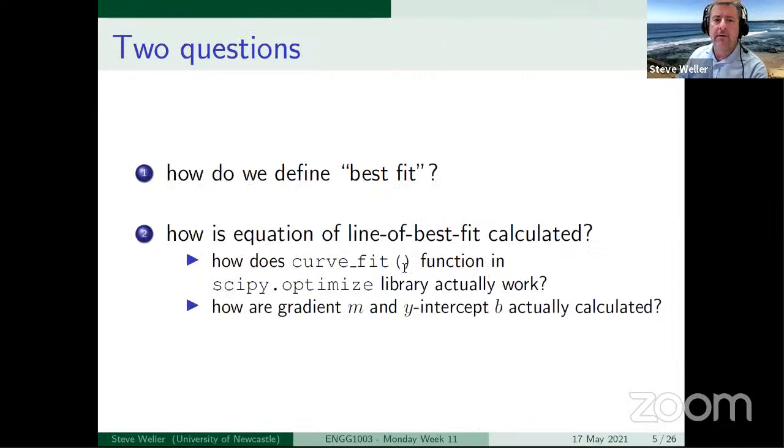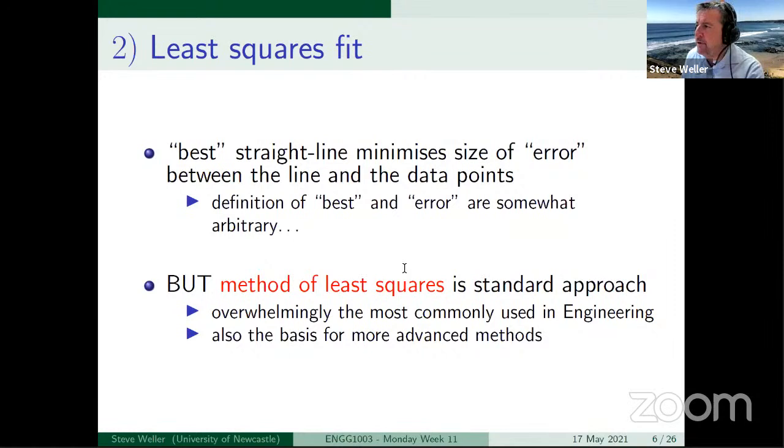Now, best and error are both somewhat arbitrary. There's no unique definition of them, because once we quantify what the error is, there are different ways of assessing what best means. So both those terms are in inverted commas. And that's fine as a general concept, but it's not good enough for us as engineers.